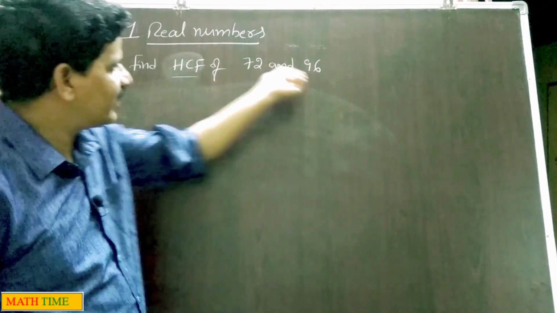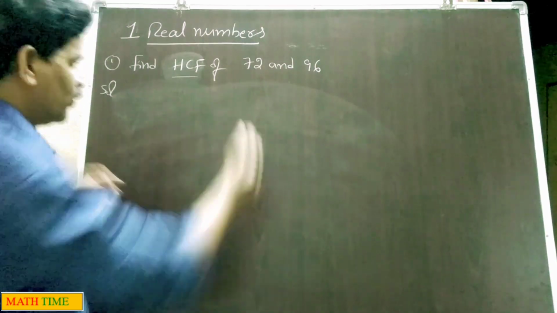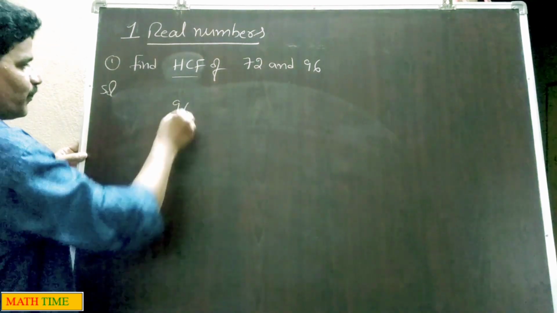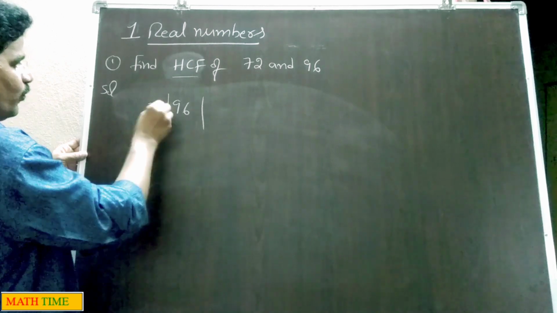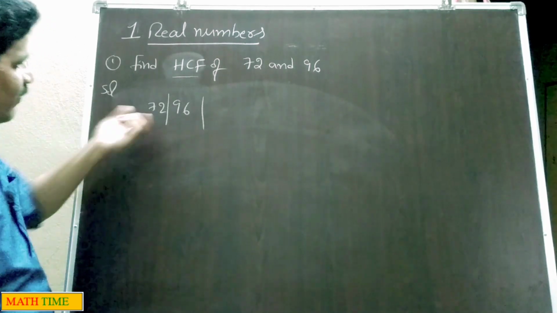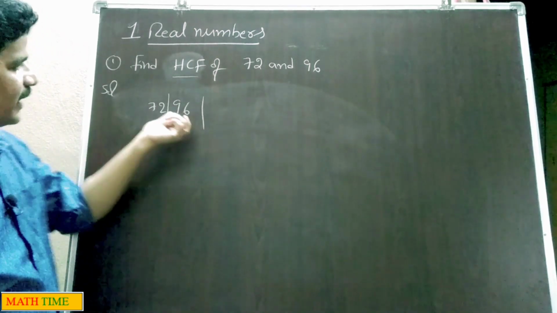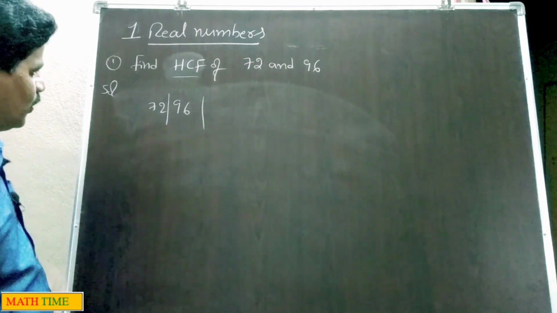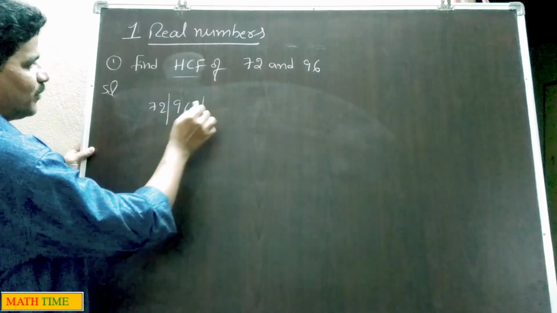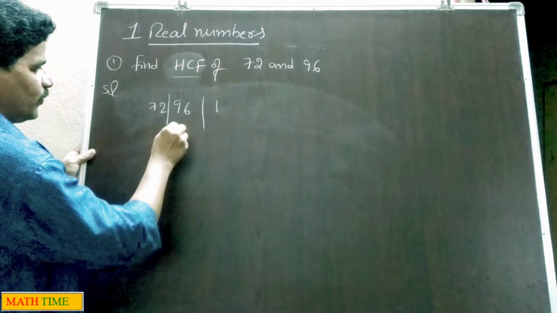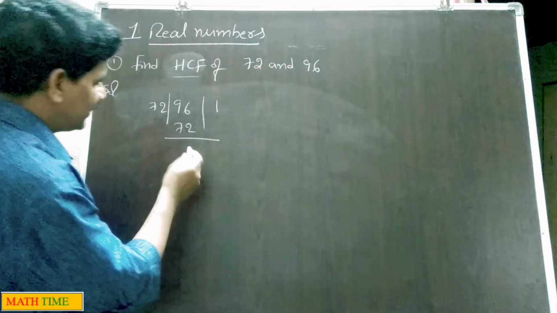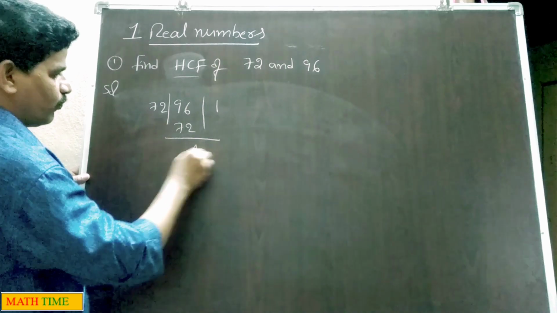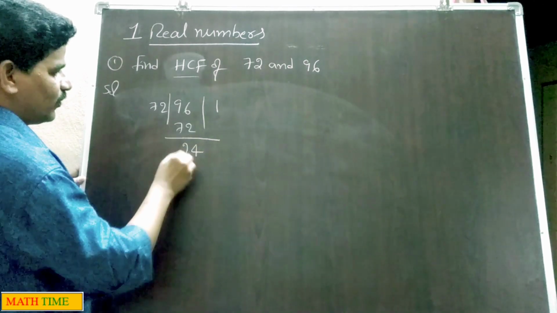Therefore it should be divided with what? 72. So 96 is the dividend, 72 is the divisor. 72 is called divisor and 96 is called dividend. So 72 goes how many times? 1 into 72, 72. Let us write 72. What is the remainder? 6 minus 2, 4, 9 minus 7, 2.